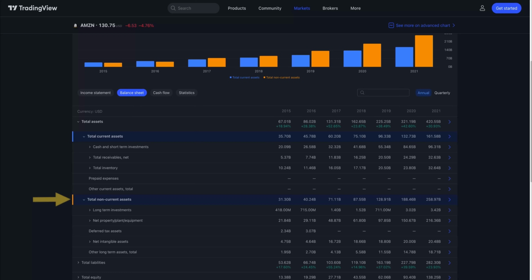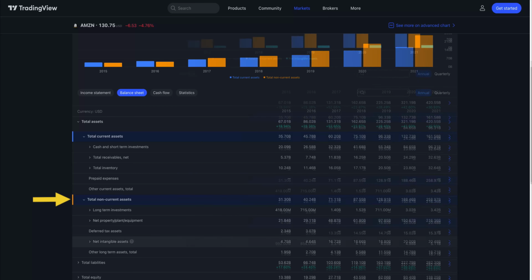Non-current assets, on the other hand, refers to the assets that the company owns but does not plan to sell, consume or liquidate in other means over the next 12 months or a year time frame. These are long-term investments, property, plant and equipment, as well as the intangible assets.